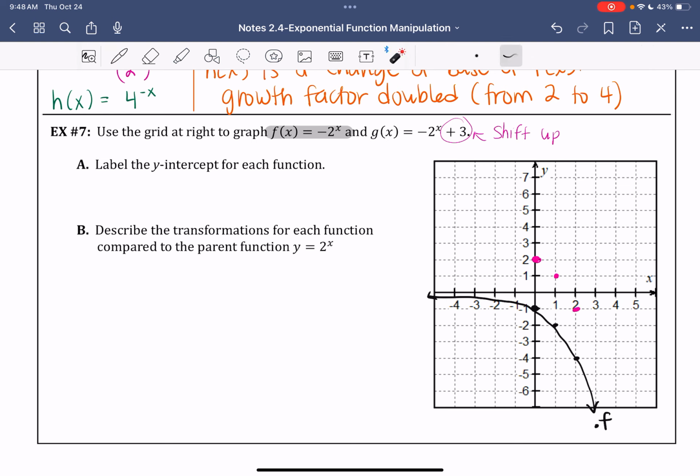And then I know at the 3 it was supposed to be at 8, but if we go 3 up, it'd be 7, 6, 5. So it's going to be at the -5. So this one is going to look more like this. And they're really close, so I'm going to put G right there next to it.